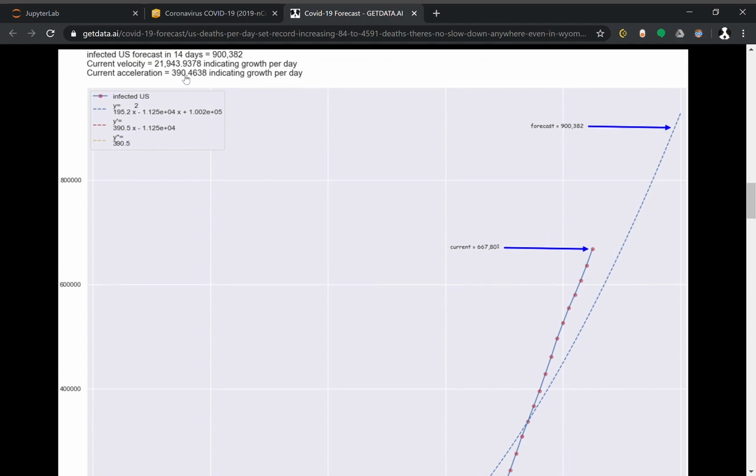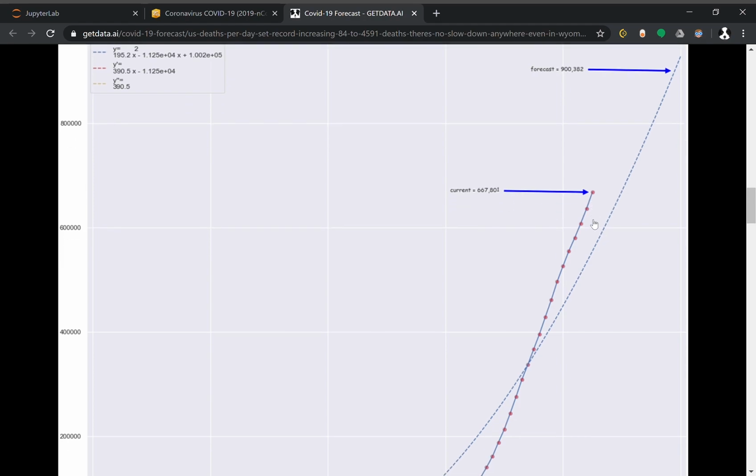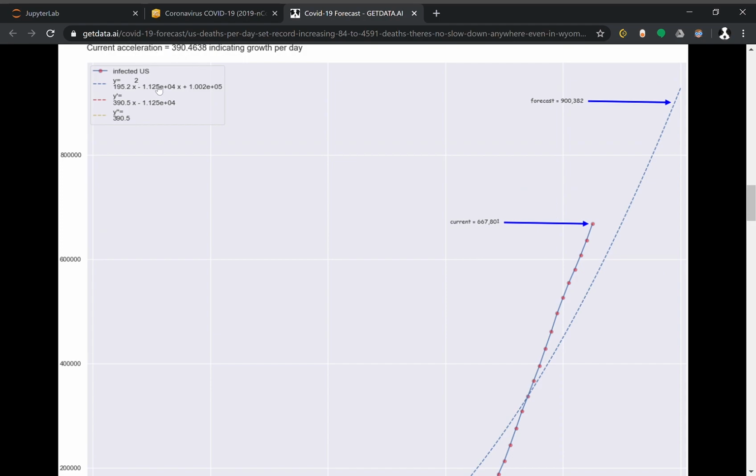And it's accelerating by 390. So 22,000 today, 21,943 today, and tomorrow that rate will increase by 390, right? And that is what is causing this thing to run. And so we'll talk about the calculus situation in a couple of minutes, but the infections are growing quadratically. And let's again do the same thing.